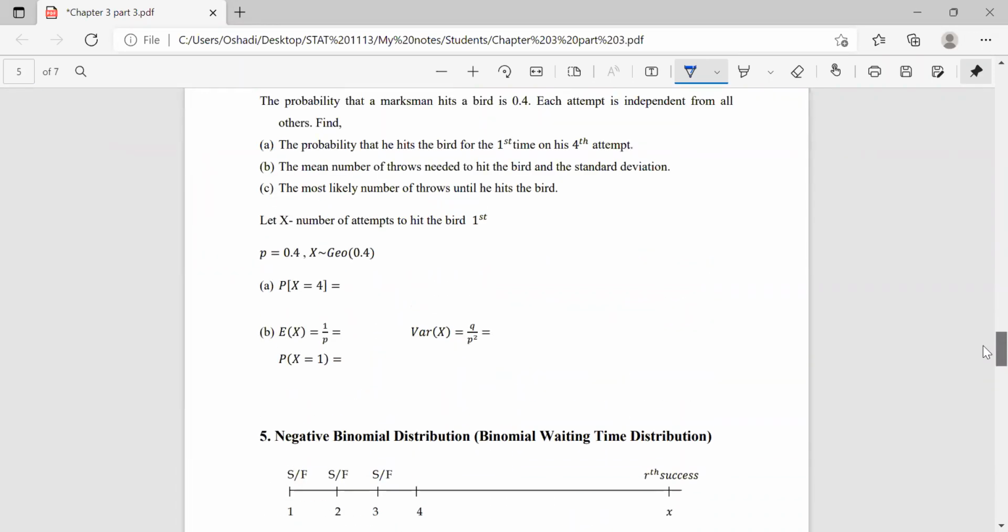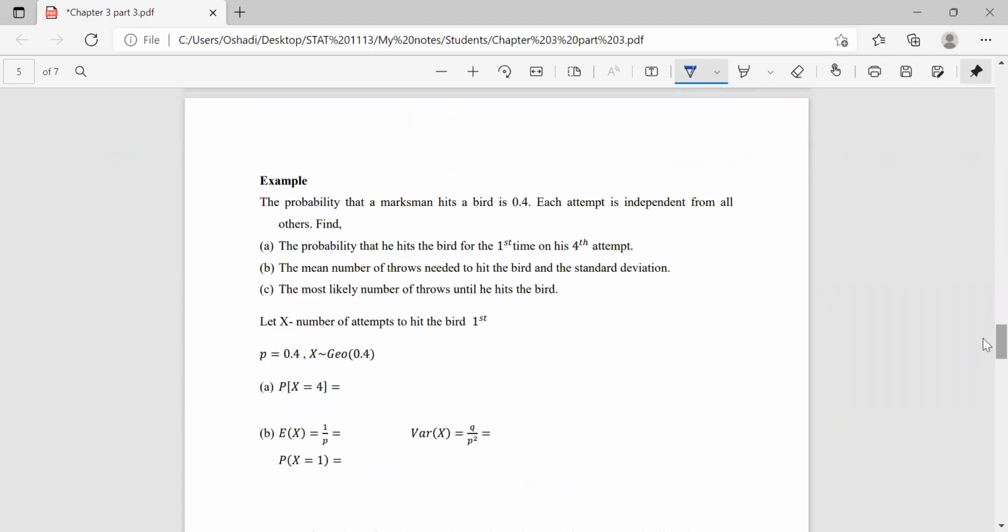Okay, next consider this example. The probability that a marksman hits a bird is 0.4. Each attempt is independent from all others. Find the probability that he hits the bird for the first time on his fourth attempt.